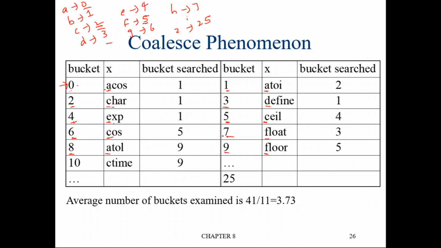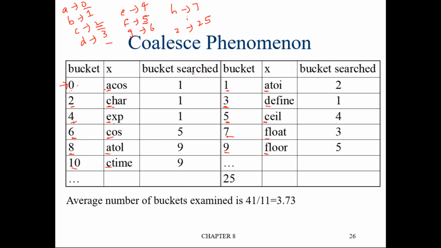Okay. Now C time. Its starting character is C. So it is supposed to map to the second location, but the second location contains char. So linear probing says go to the next location. Third location not empty. Fourth is not empty. Fifth is not empty. Sixth is not empty. Seventh is not empty. Eighth is not empty. Ninth is not empty. 10th is empty. So it comes to this location.